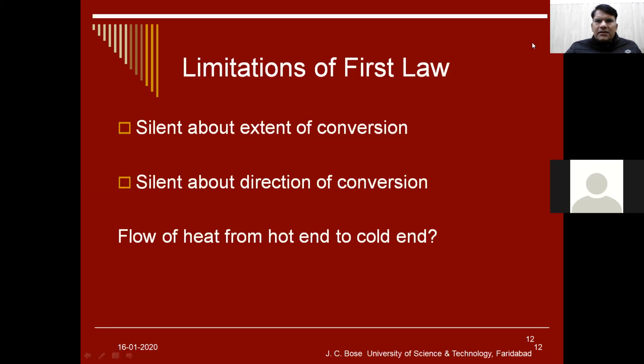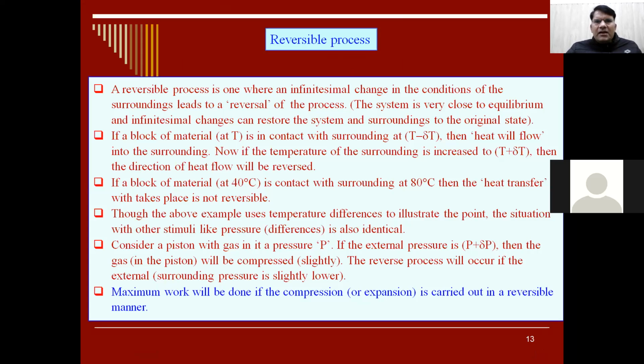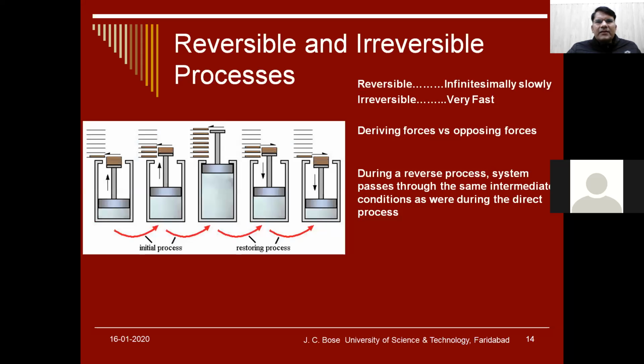So next, we have discussed the meaning of reversible processes. Those processes that take place infinitesimally slowly are reported as reversible processes. On the other hand, those processes which take place very fast are known as irreversible processes. And we have also concluded that if you want to obtain maximum work during the compression or expansion process, then this compression or expansion is to be carried out reversibly. Reversibly means very slowly we have to carry out this process.